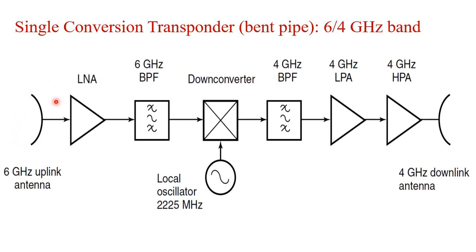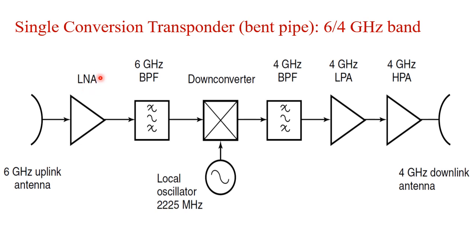So here we have a 6 gigahertz uplink antenna. This antenna will intercept the signal coming from the ground station at 6 gigahertz. After interception, the signal must be a very weak signal, right? So that signal must be amplified first. Otherwise, we cannot perform any operation on it. So for that, we use a low noise amplifier.